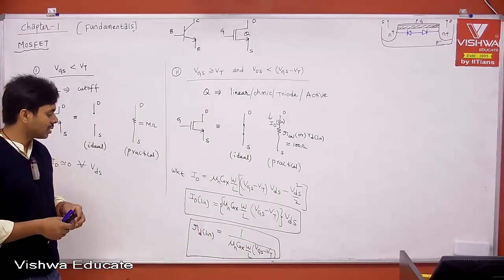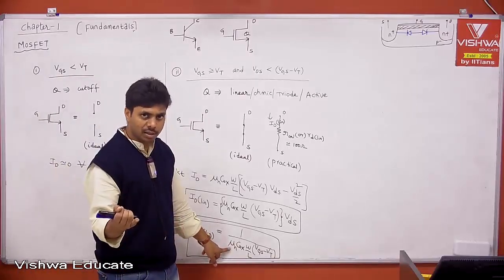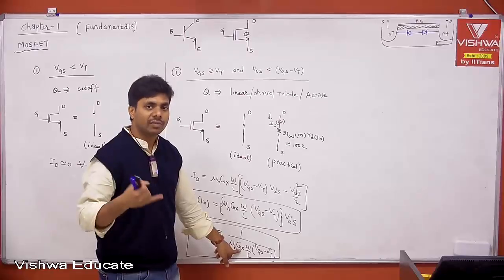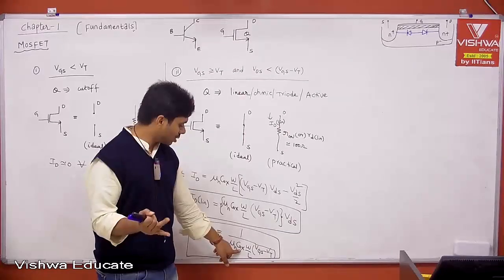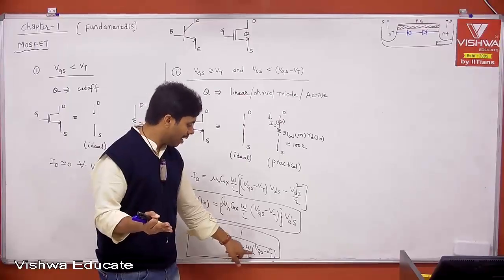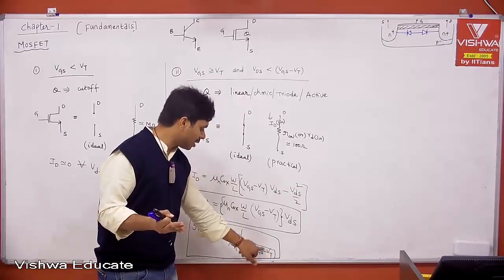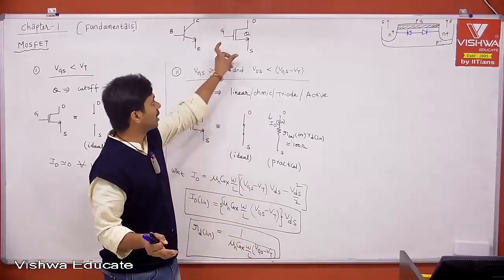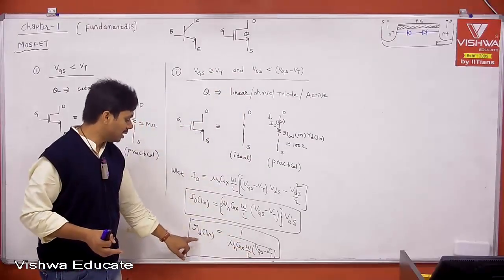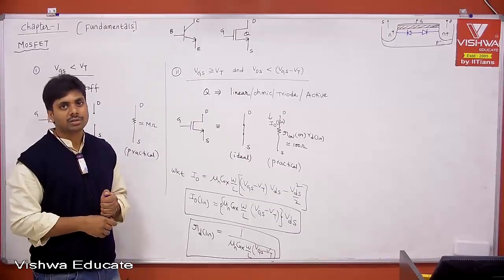And your resistance, right, is what? Mu n is constant if temperature is constant. If device geometry is constant after fabrication, Cox is constant. After fabrication, W is constant, L is constant. Therefore, after fabrication and with constant temperature, VT is constant. Then the only variable is VGS, that is your gate to source voltage. Therefore, if you change the gate to source voltage, your on resistance will change.